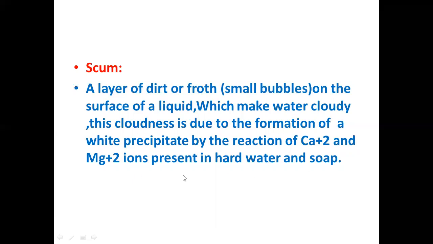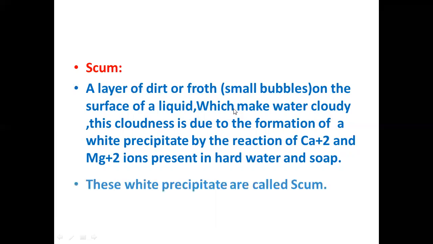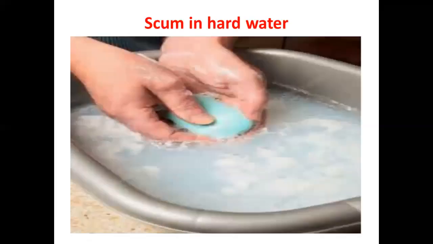So calcium and magnesium ions react with the soap and form scum, or these white precipitates cause cloudiness of the hard water. These white precipitates are called scum. Scum in hard water, you can see in this image: we have the precipitates of calcium and magnesium with soap, and it makes the water cloudy. So cloudiness in water, less lather in water, and scum formation in water. I told you about the small bubbles in hard water.